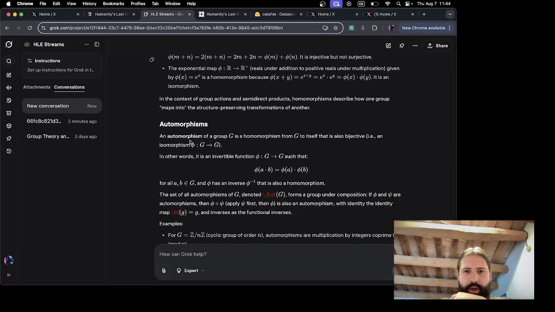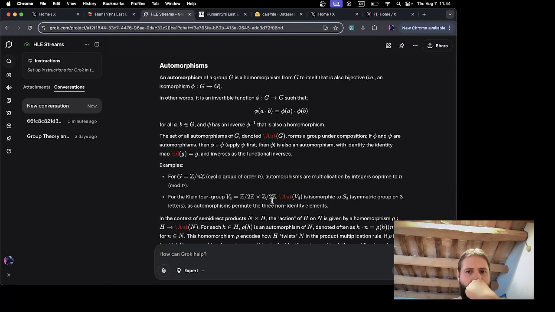The automorphism of a group G is a homomorphism from G to itself that is also bijective, an isomorphism. In other words, it is an invertible function such that... but why is that relevant? The set of all automorphisms of G forms a group under composition. What the fuck? No idea.